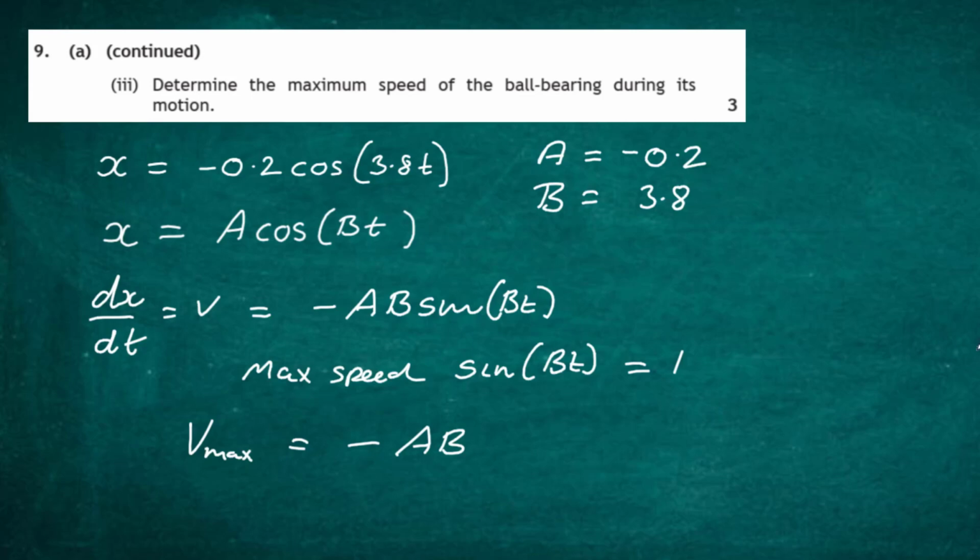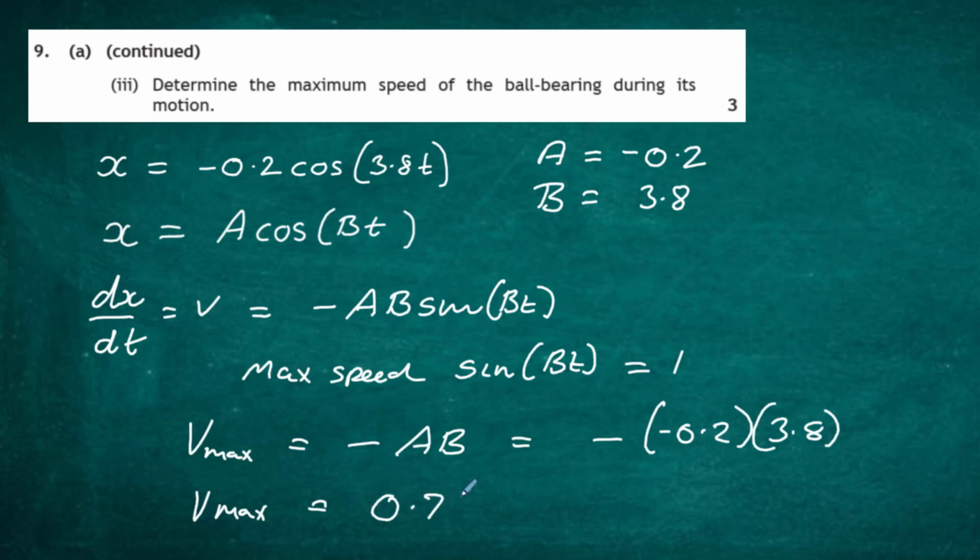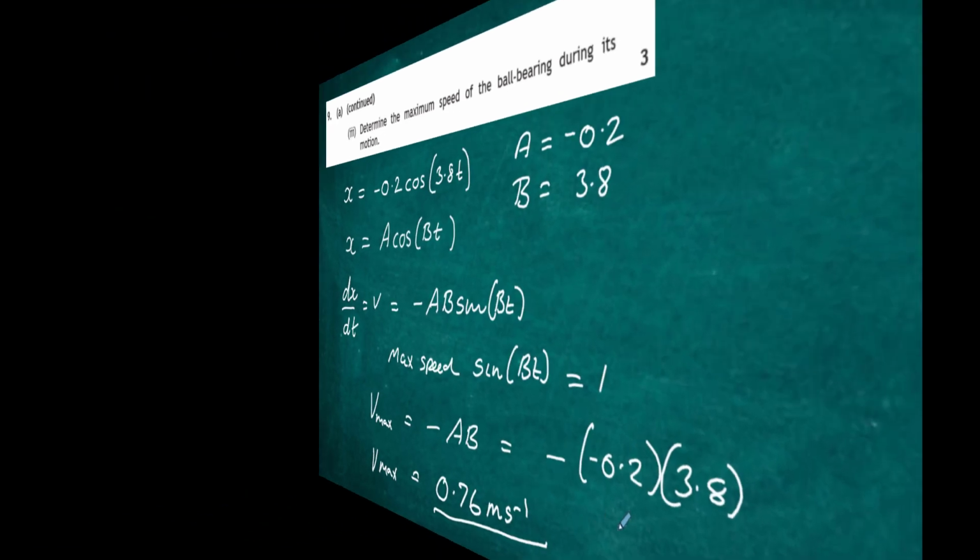So the maximum speed is equal to the two constants a and b multiplied together with a minus sign in front of it. So we plug those numbers in, minus, and a is minus 0.2, so minus 0.2 multiplied by b, and b is 3.8. So we do that in our calculators. We have Vmax. It's just simply going to be a case of saying 0.2 times 3.8, and that's going to give us 0.76, and it'll be meters per second for speed.